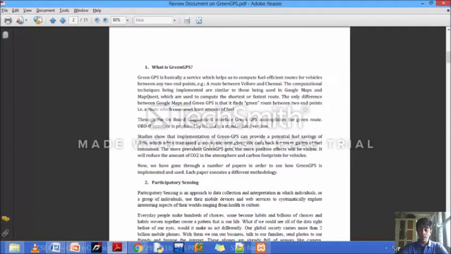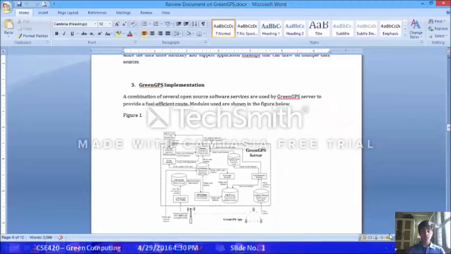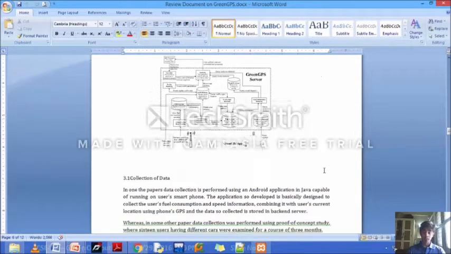The more prevalent Green GPS gets, the more positive effect will be visible, and it will reduce the amount of CO2 in the atmosphere and the carbon footprints for vehicles. Okay, now talking about the implementation part, the implementation of Green GPS is basically done with a combination of several open source software which helps us in finding out the fuel efficient route.